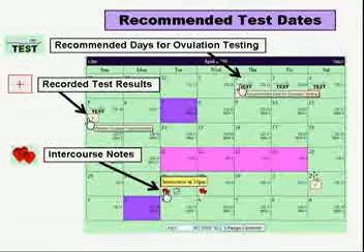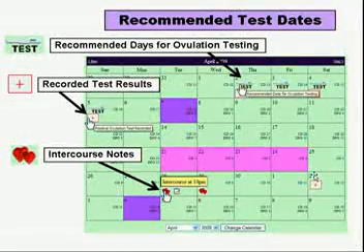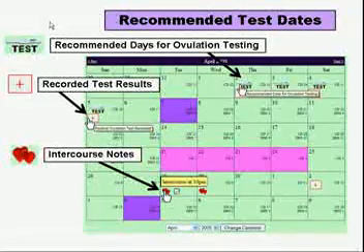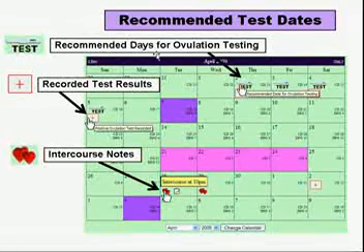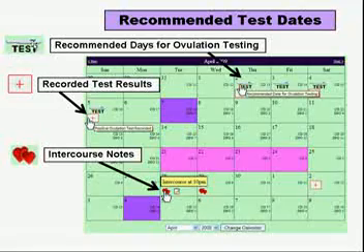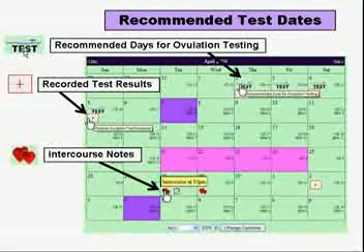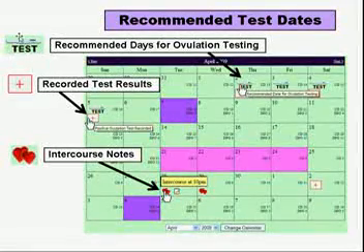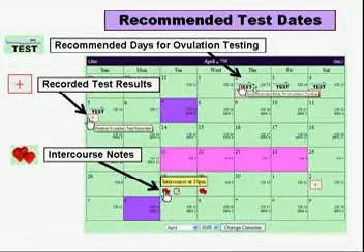We'll next discuss recommended test dates. If you're using ovulation tests, you can use this calendar to help decide when to take the ovulation test. The recommended days for ovulation testing are highlighted using this simple icon here. If the site determines that you should use ovulation test on that date with an ovulation test predictor kit, you can see that by finding this icon on a given date.